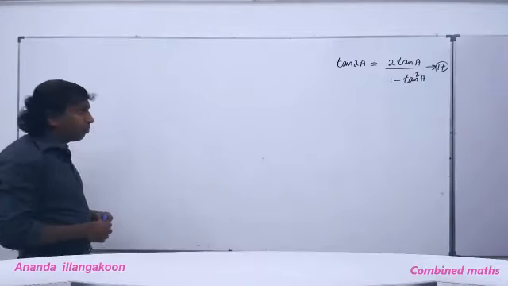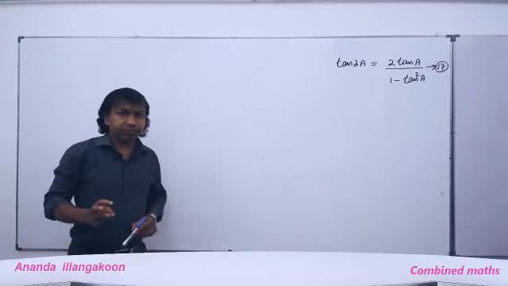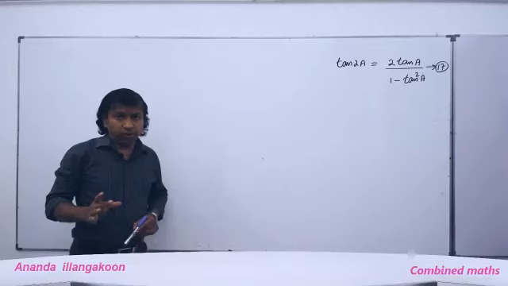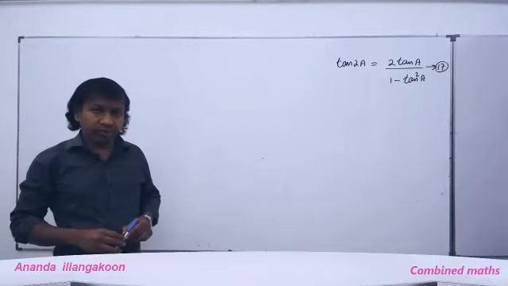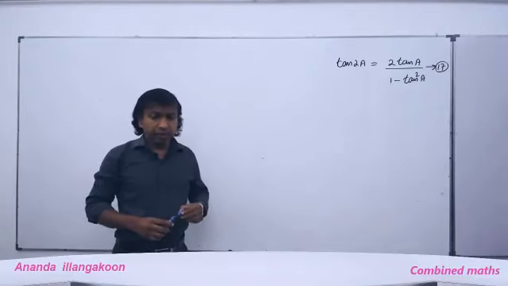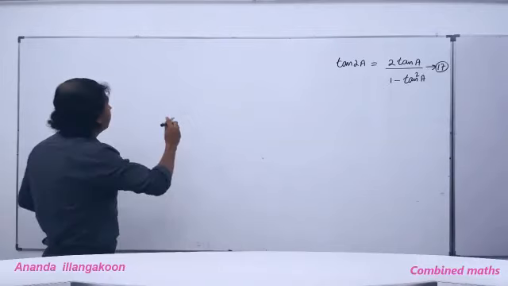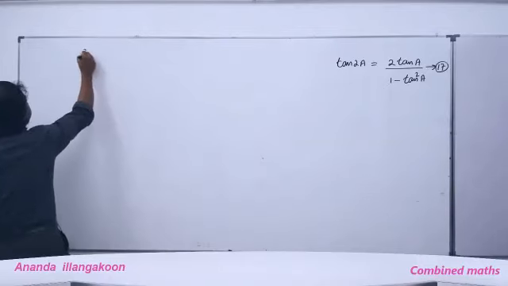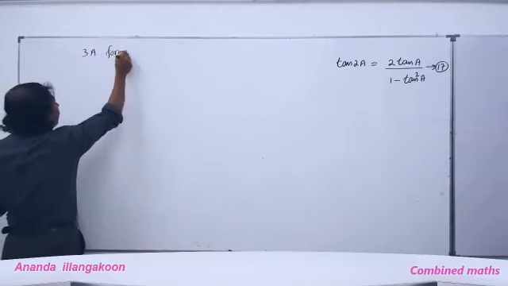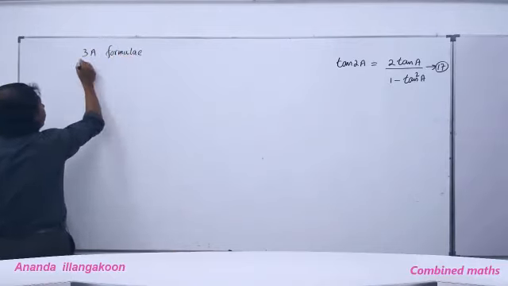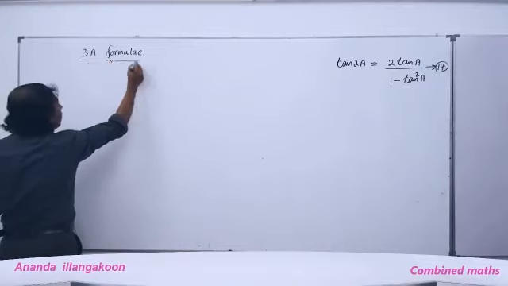Now, formula numbers 18, 19 and 20 come under 3A formulae. Then our lesson we start today from that subheading. Write down the subheading as 3A formulae.